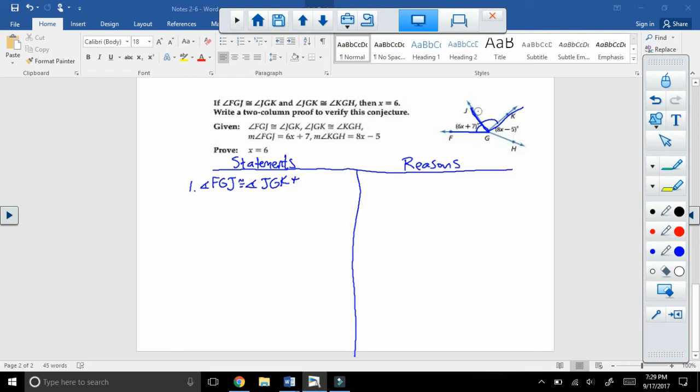And I'm also given that JGK, which is the one I just had, is congruent to angle KGH. So if those 2 are congruent, and that was all given, JGK congruent to angle KGH, my reason is that's given. I want to somehow be able to link these things up because I want to solve for x in the end, and I'm not going to be able to do that unless I have an equation. So could I say, using the transitive property, that FGJ is congruent to angle KGH?